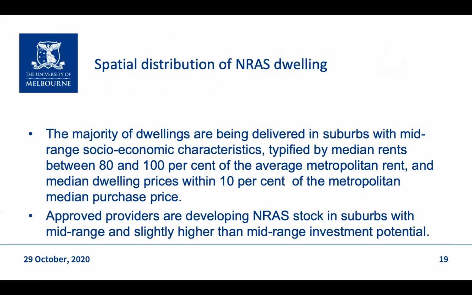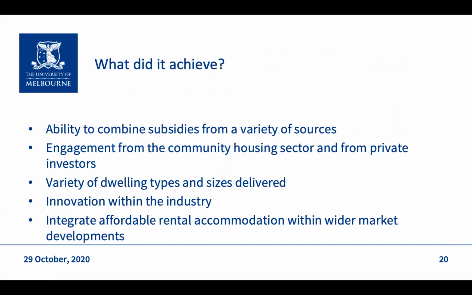important in that sense. In terms of where, most of the suburbs where the median rent was between 80 to 100% of average metro rent were the locations where these houses were built. So commerciality was an important angle there. So it achieved a number of things. It brought together a number of different subsidies from different sources. It brought together community housing providers with private investors, innovations in terms of housing, dwelling sizes, and so on.